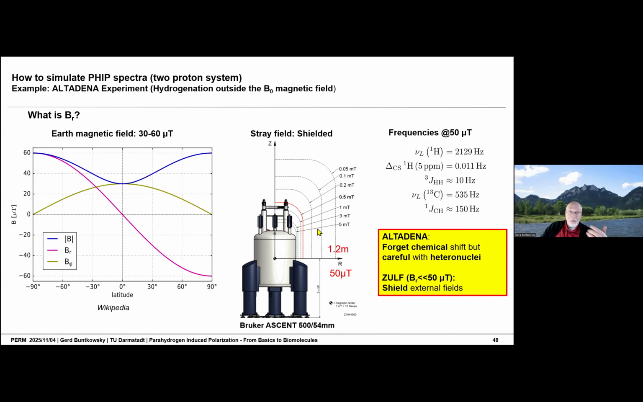The other thing is if we want to do zero-field experiments, which means experiments where the reaction field is much lower than 50 microtesla, ideally, for example, 0 Tesla, then you have to shield external fields. And I think you've already seen a couple of pictures in this conference that people, for example, use mu-metal shielding for removing these fields.